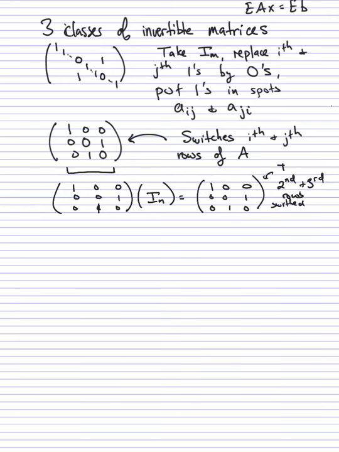Okay, this is just I3 with the second and third rows switched. In general, that's what it does. So that's something you can do, and notice this obviously doesn't change the solutions to a system of linear equations, right? You're just changing the order of the equations.